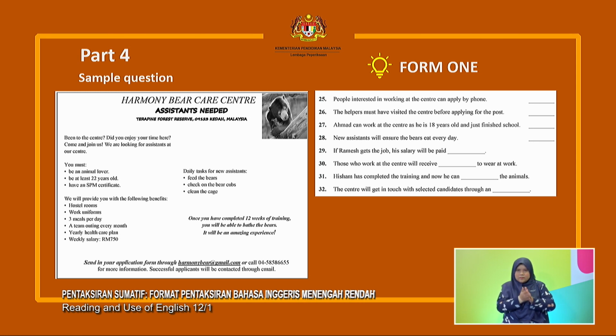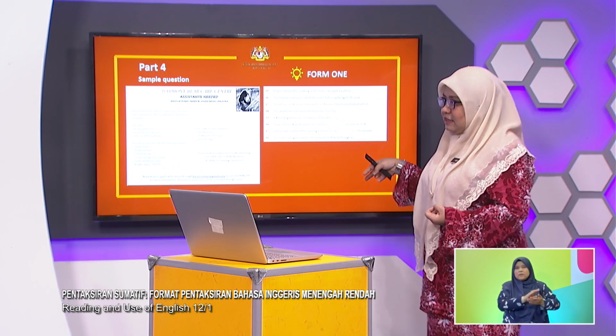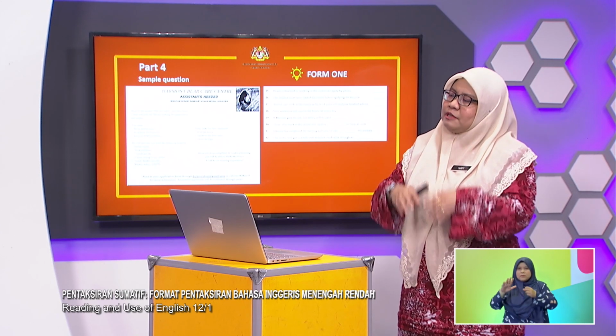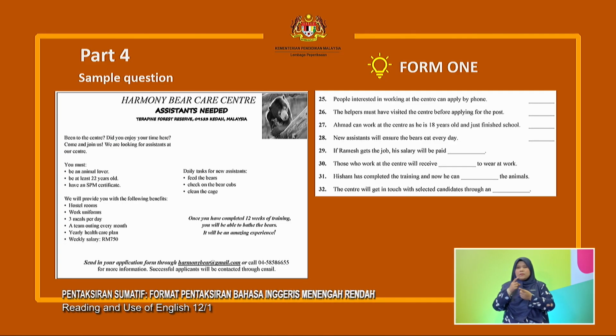So the questions next to it, from number 25 to 32, are 8 questions. 25 till 28 are the questions that require them to identify true or false based on the information they read from the text. So this is an example of Form 1 questions. For question number 29 until 32, they are going to fill in the gap to complete the sentence based on the information from the text.